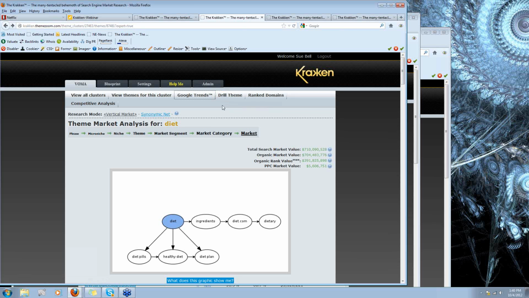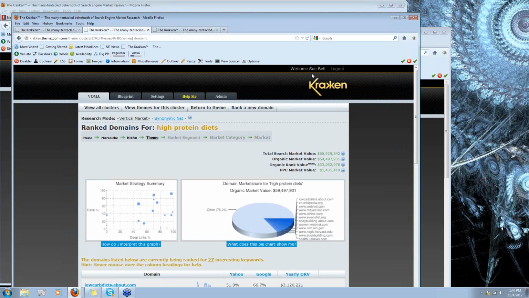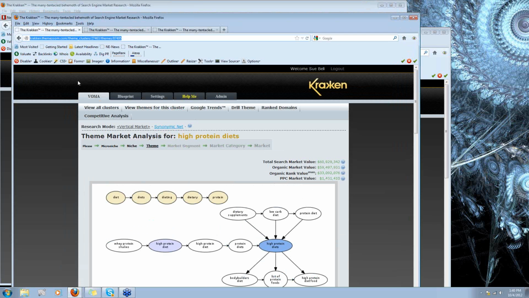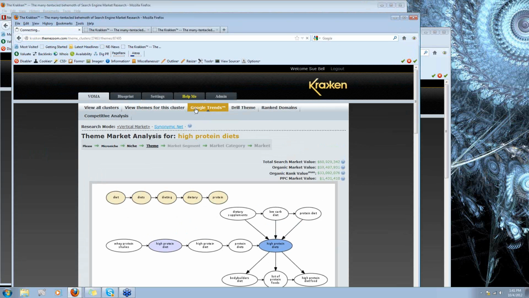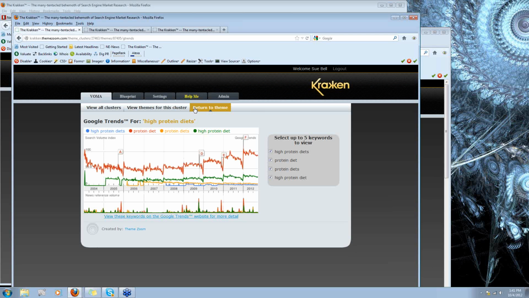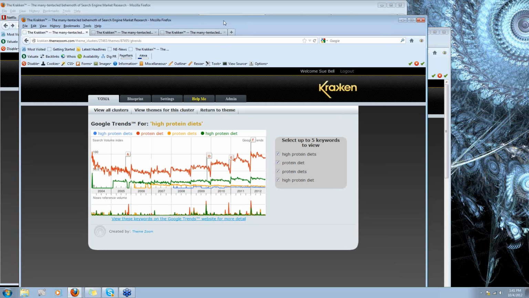All right, so we took a fast look at trends. I want to show you another one, more of a niche. Let me just show you Google Trends here really fast. The diet one we were looking at a minute ago had only diet as the parent theme. It didn't have any synonyms. This one's got a parent theme and some synonyms.